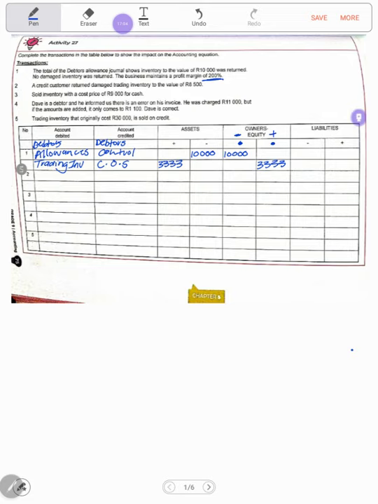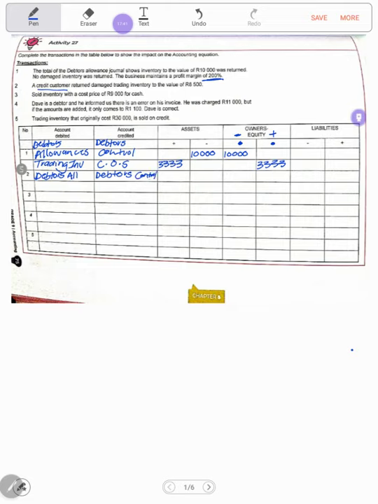Your second one, they told us a credit customer returned damaged trading inventory to the value of 8,500 rand. So I just need to let you know that when trading inventory is damaged, we will not record it into trading inventory. So we don't have to work out the cost of sales. So what's happening? All we say is debtors allowances, because they brought back goods, that's the expense. Debtors allowances, what's happening to debtors control? They told us it's a credit customer, so we're losing out on a debtor. He doesn't owe us as much anymore if he still has outstanding credit.